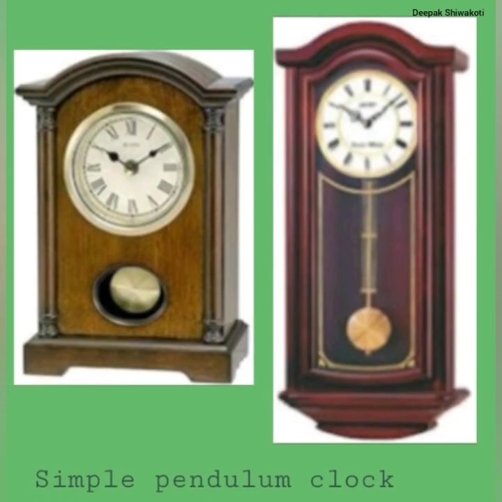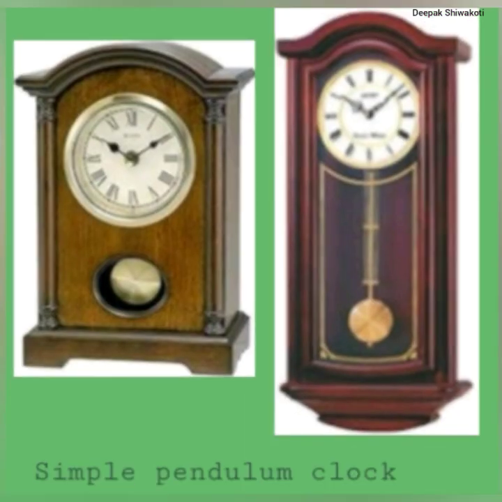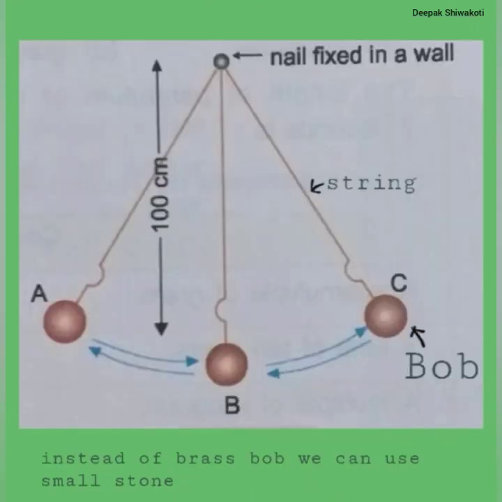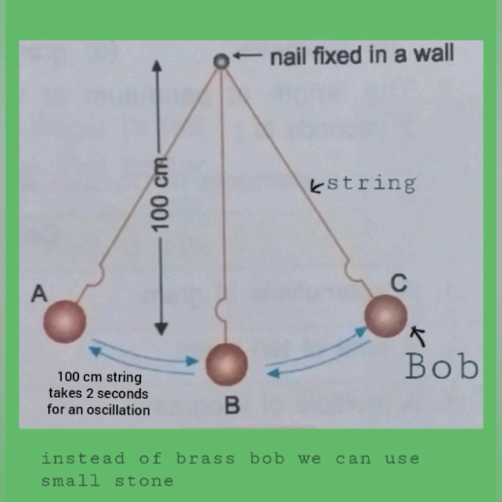Okay, let's talk about simple pendulum clock. This is a simple pendulum clock that we used to use in our homes. But nowadays it is not common. But this timepiece is important to understand. Here is a picture of pendulum where we can see a string, a bob and a nail that is fixed on the wall, and instead of this bob which is made up of brass, we can use a small stone also. This kind of thing we can make ourselves to understand the pendulum at our homes.